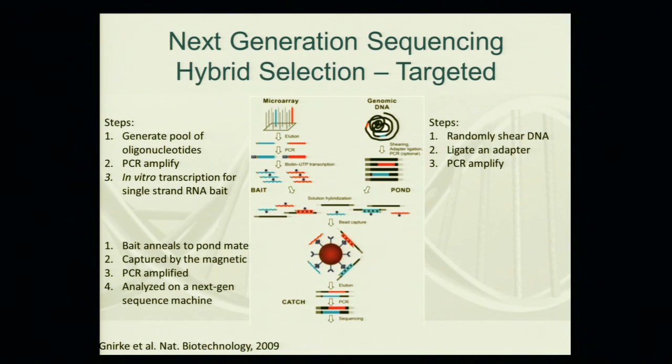And we're going to try and lay things down to grab that particular chunk of DNA using this bait. We then anneal this to a pond mate, so that's this part here annealing. We then capture it on the magnetic bead here, so that's the solid state technology. We PCR amplify, and then we analyze on a next generation sequencing machine. So that's the cartoon overview. You can go and read Gnirke et al. in 2009 that really identified the core process associated with this particular technology.